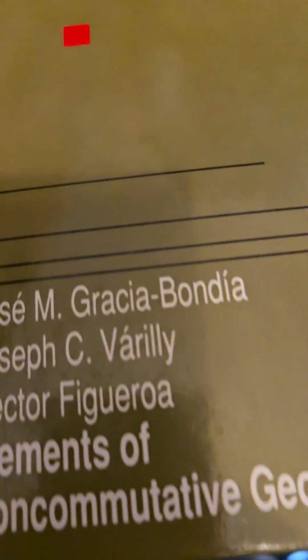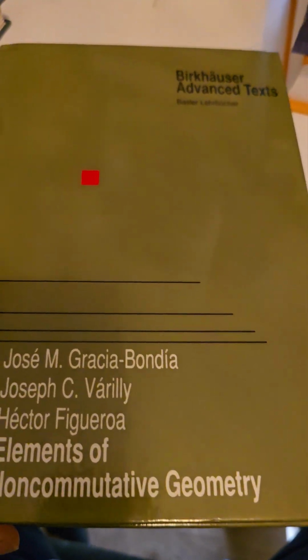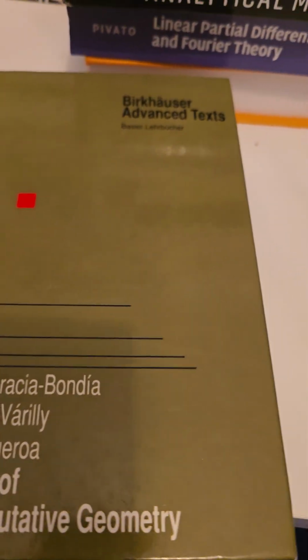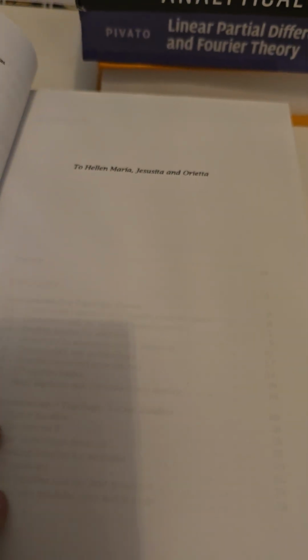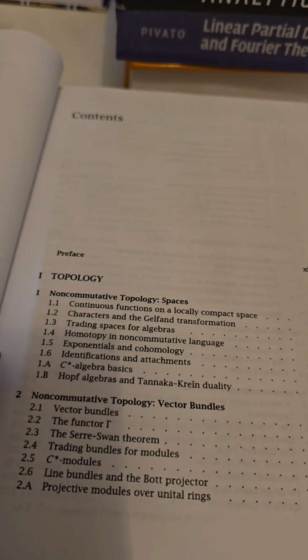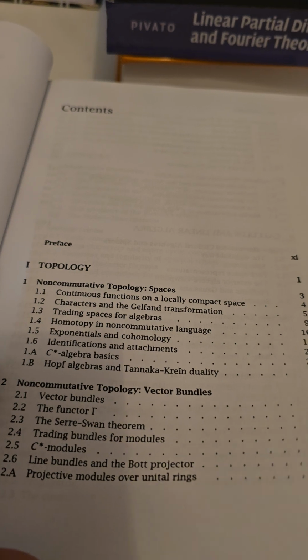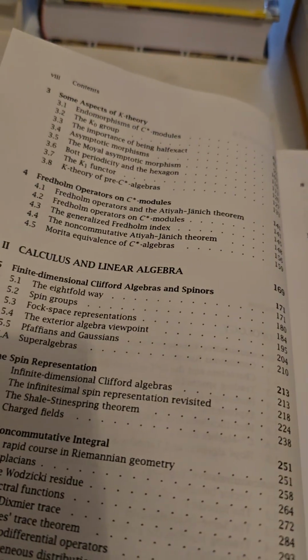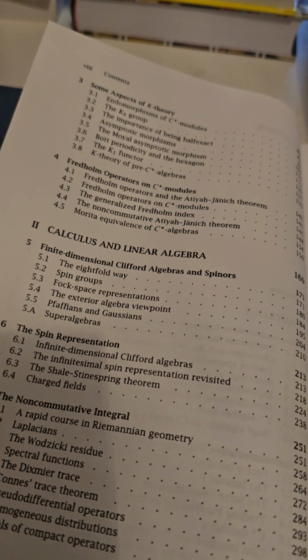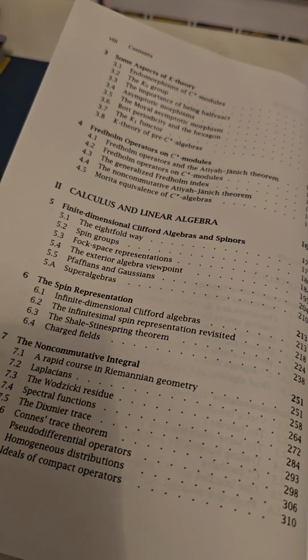The next book I want to do is Elements of Non-Commutative Geometry by Gracia-Bondía, Várilly, and Figueroa. It is a book I got fairly early. I got this in my PhD because I was trying to read this book while I was doing my PhD thesis. So it has non-commutative topology, C-star algebras, vector bundles. It goes on about K-theory, Fredholm operators, Clifford algebras and spinors, spin representation, the non-commutative integral.